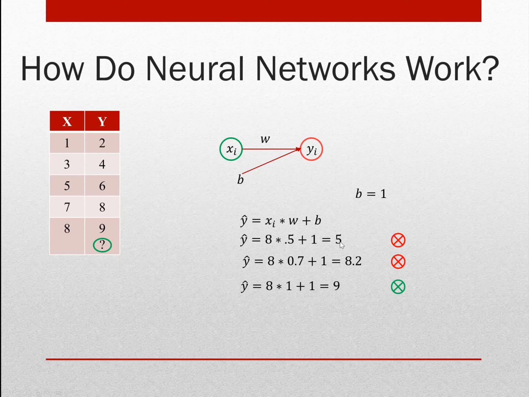It means we need to increase our weight. If I assume 0.7, 8 multiplied by 0.7 plus 1 will be 6.6... no, as stated, 8.2. We are close to the solution. We need 9 here. So this weight will be 1. If we assume this is 1, it will be 9.